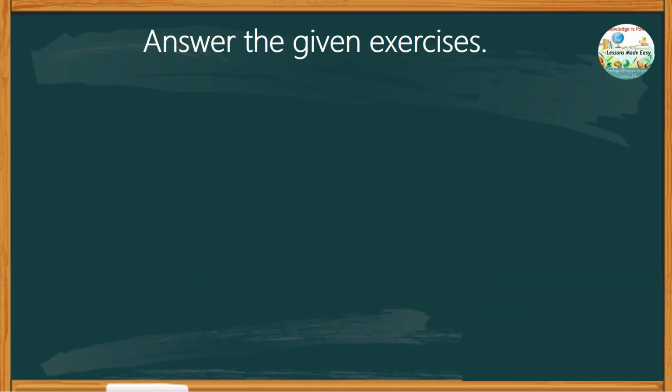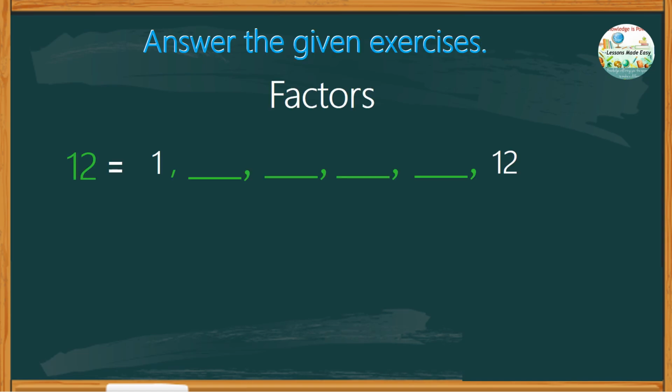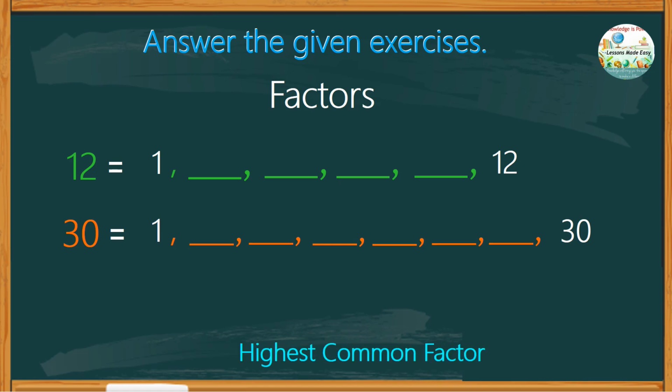Before we finally end our lesson, let's try to answer the given exercises. Find the factors of 12 and 30 and identify the highest common factor, or HCF. You can always pause this video should you need more time to write the factors. But if you're ready, let's go ahead and check your answers.